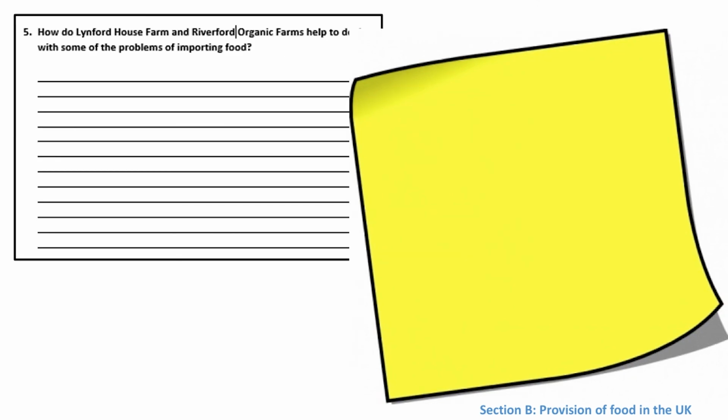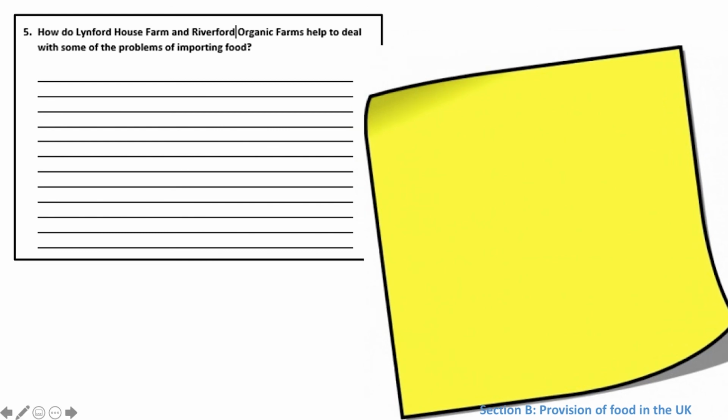Okay, let's move on. We've got 2 examples here to look at, Linford House and Riverford organic farm shops, and we are considering how they cope with the problems of competing with importing food. So in this question 5, we're looking at Linford House Farm and Riverford Organic Farms, and how they help to deal with some of the problems of importing food. So you should have read a little bit about them. Riverford is one that you might have seen locally. They've got vans that travel around our area, and they do food box deliveries. So let's take a little look.